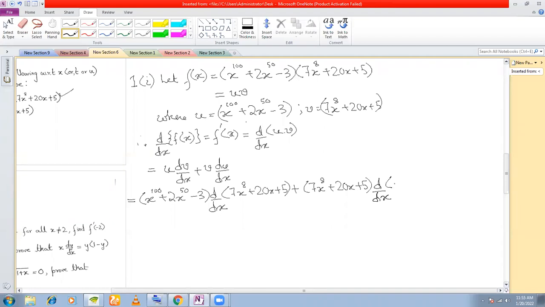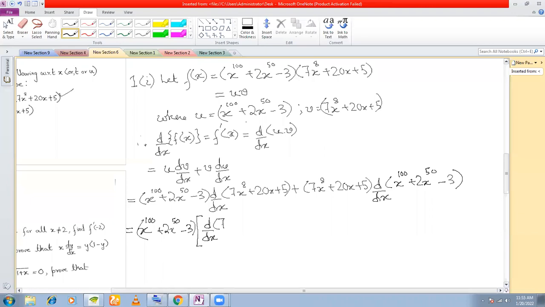Here u is x to the power of 100 plus 2x to the power of 50 minus 3, right? Now we'll start our differentiation. So x to the power of 100 plus 2x to the power of 50 minus 3, we write as it is. And now we start differentiating this. Distribute this differentiation over this sum.